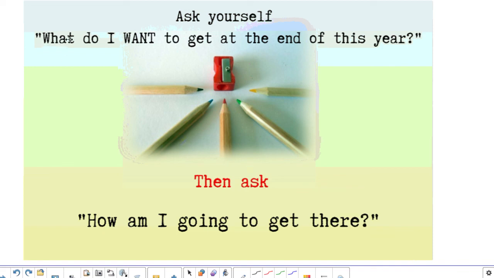Obviously, we need to ask ourselves before we leave, what do we want to get at the end of the year? And obviously, that's just a better grade. We just want to keep improving all the time. And we're going to get there by working hard, being dedicated to the subject, attending all our classes, and making sure we're working hard in those lessons as hard as we can.